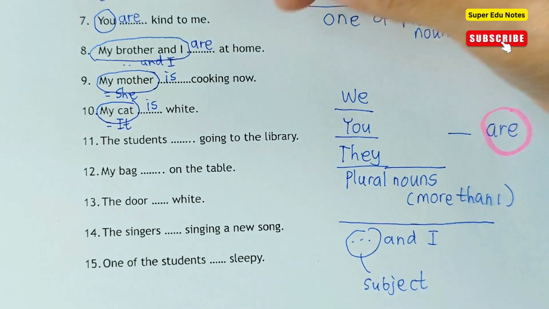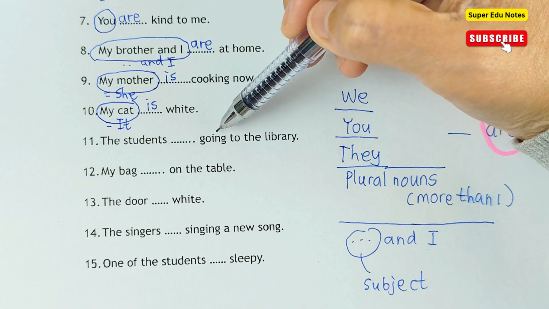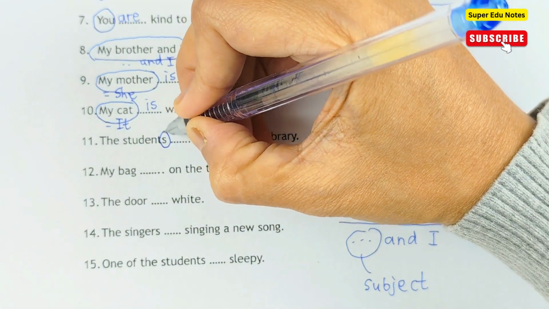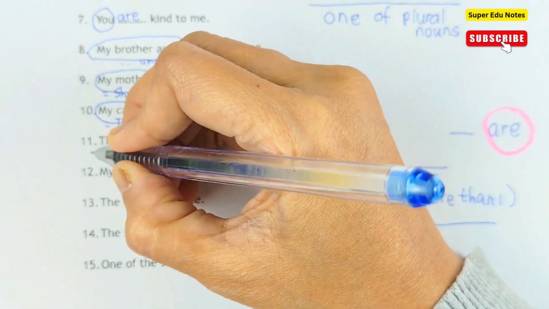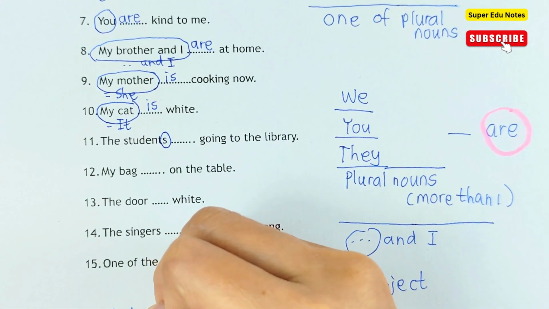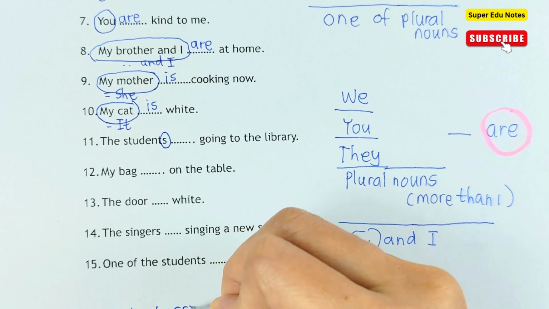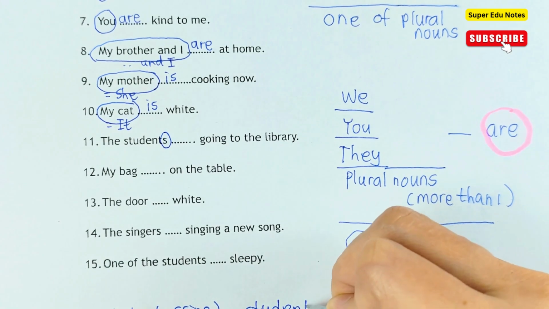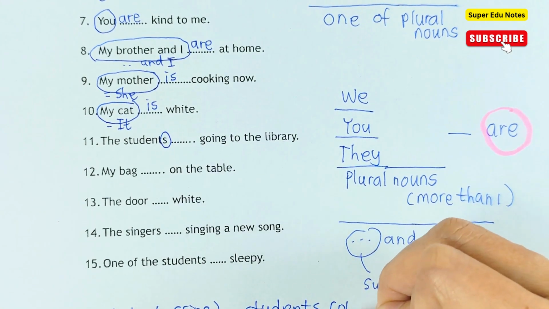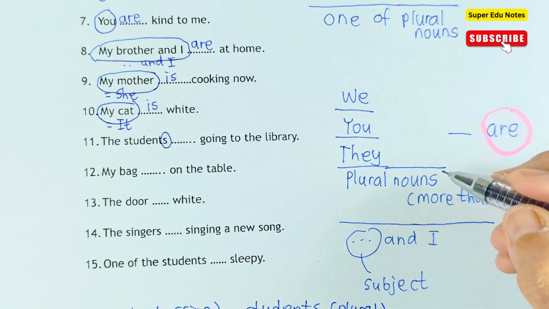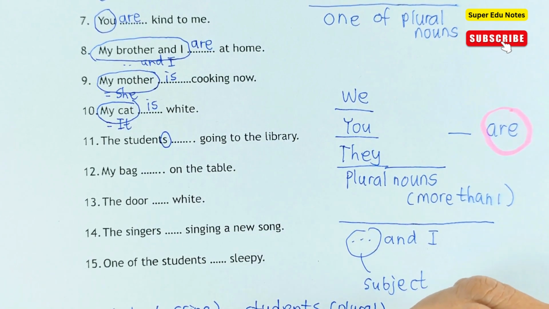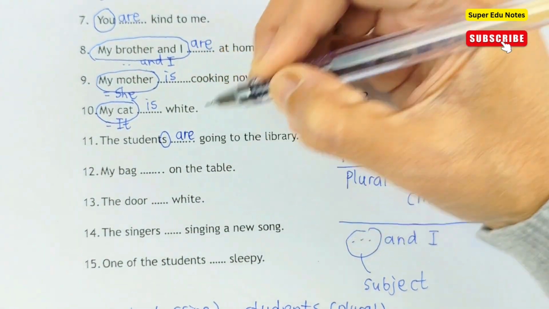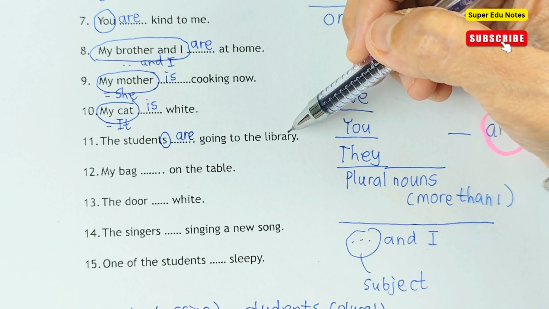Number 11. The students blank going to the library. The students, plural. Look, one is student, singular, only one, and then plural, students with S. Because this is a plural noun, so we have to use are. The students are going to the library.